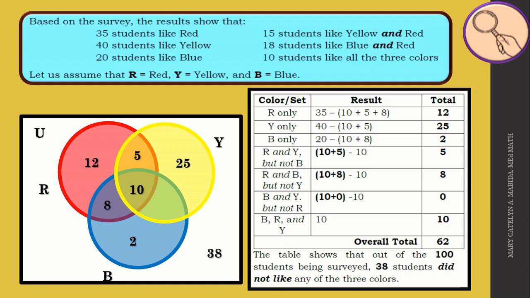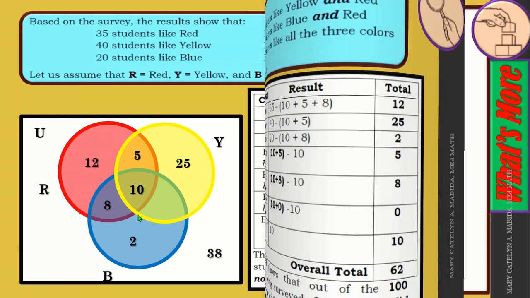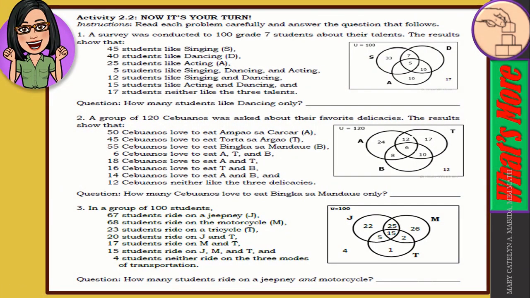Also, 12 plus 8 plus 2 equals 20 students who like red or blue but do not like yellow. 12 plus 5 plus 25, 42 students like red or yellow but not blue. And 2 plus 25 students like blue or yellow but not red. And there you have it. Now you are ready to answer activity 2.2.